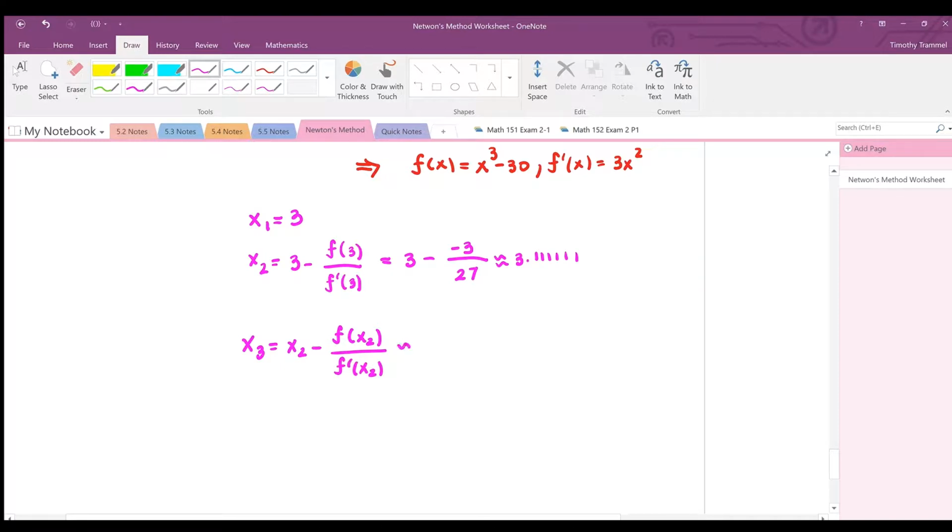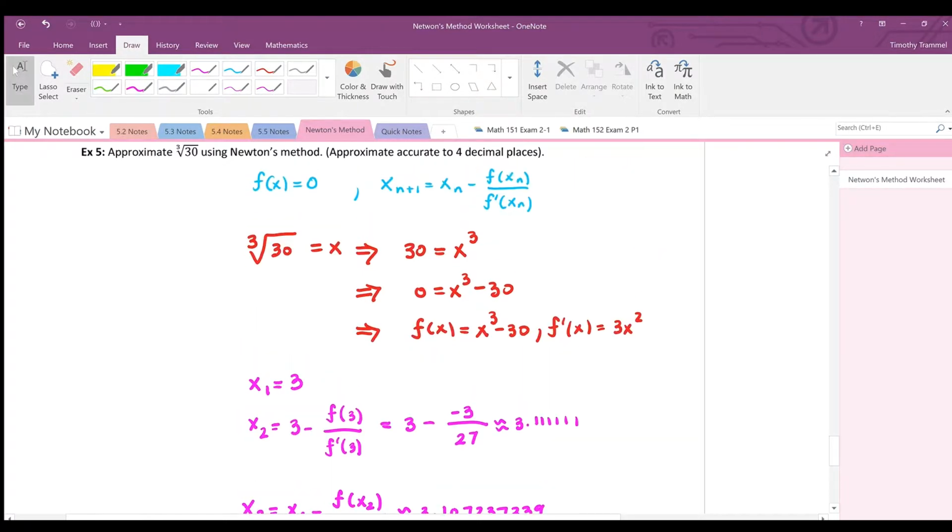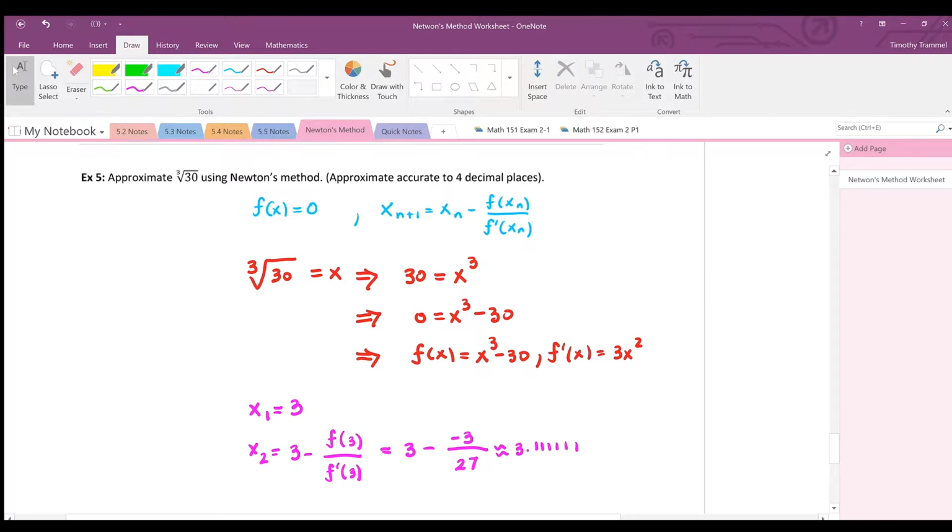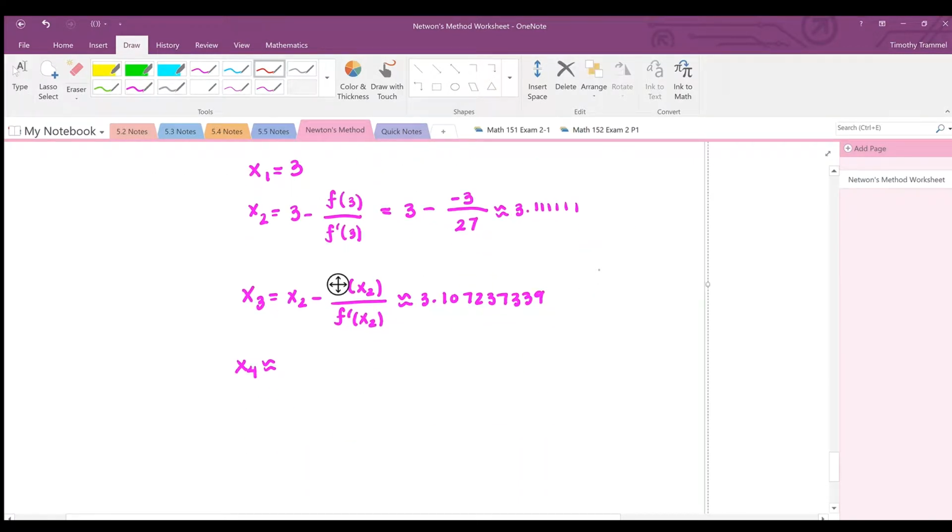And this should come out to about 3.107237339. And one more, x4. Why do we need one more? We need one more because we were asked in this question to have 4 decimal places of accuracy. And as of right now, you can see we've only had 1 digit repeat so far. We're only accurate up to 1 decimal place so far that we know of. So let's go a little bit further.